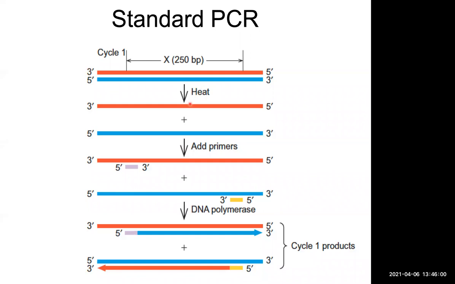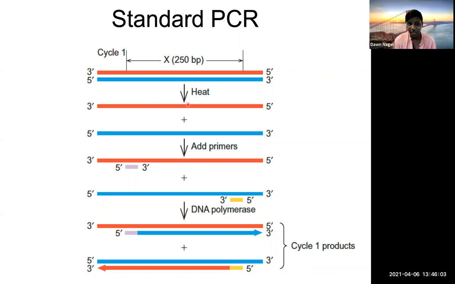Like 90 degrees? Yeah, right, 90 and above, right? So you separate the strands, you break the bonds, you have 2 single-stranded molecules. You add your primer. Remember, you're going to have 2 primers telling you where to start, where you're going to end. Primers are always written in 5' to 3' orientation.